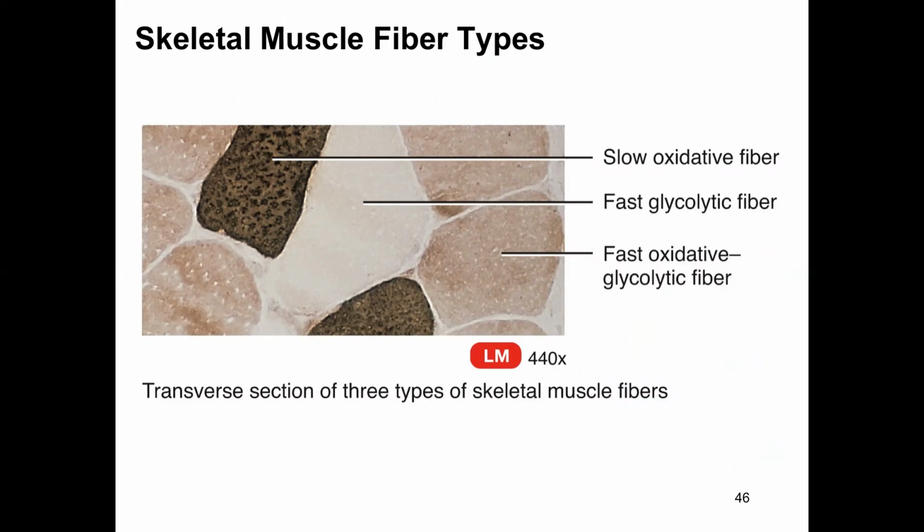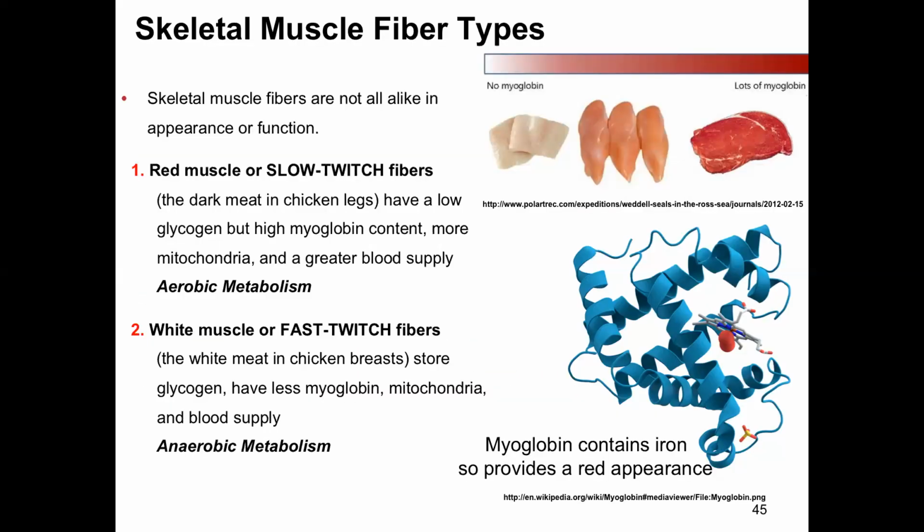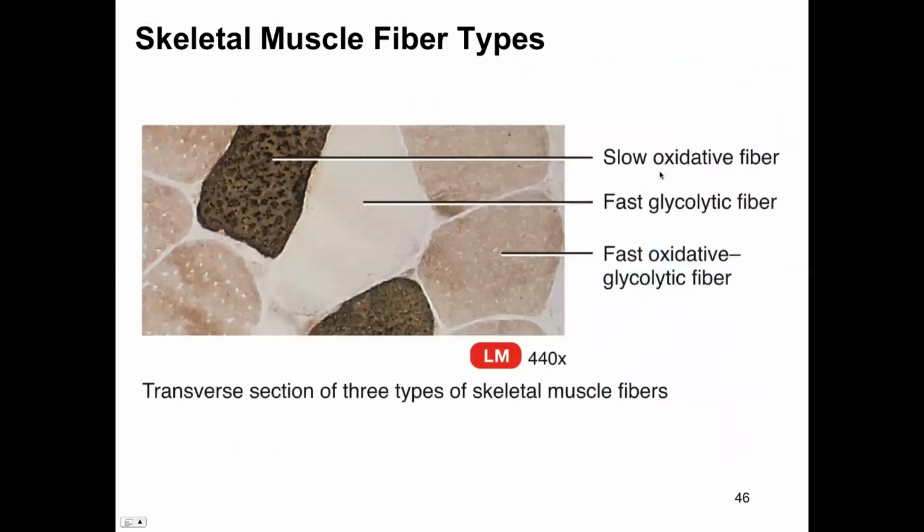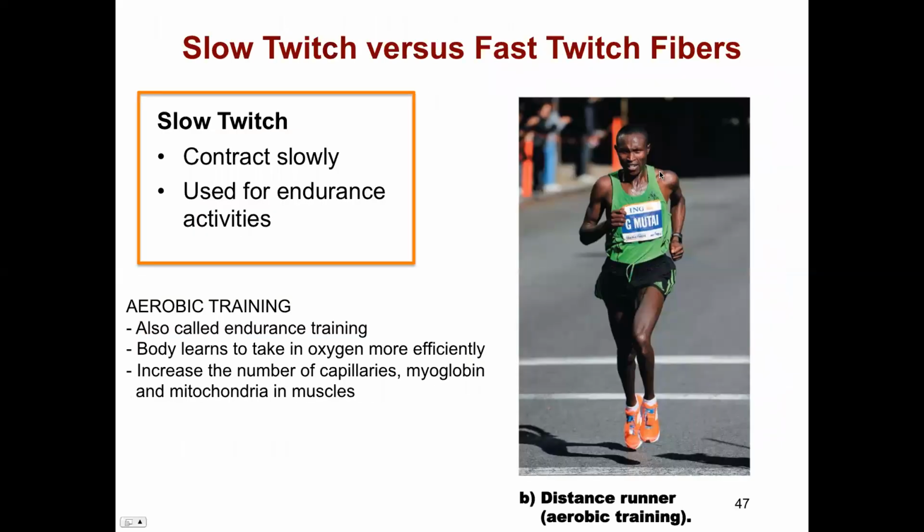Not that they're red and pink, red and white, but you can see that there's a mix. And here you can see that you can actually have a mix of those fibers, and you can get somewhere in between if you're looking at meat, all right? So let's think, slow twitch, we say that contracts slowly, and you use the slow twitch fibers for endurance activities.